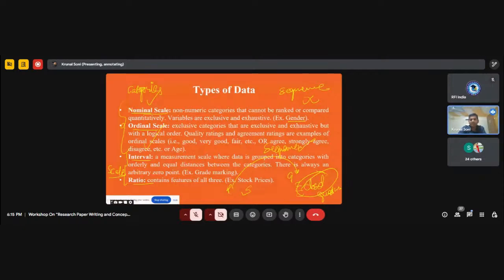Clear? So the sequence matters. That is why it is called ordinal data, ordinal scale data. And that's why all the options are in sequence. I hope it is clear.